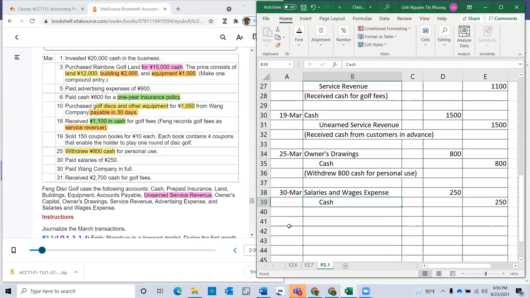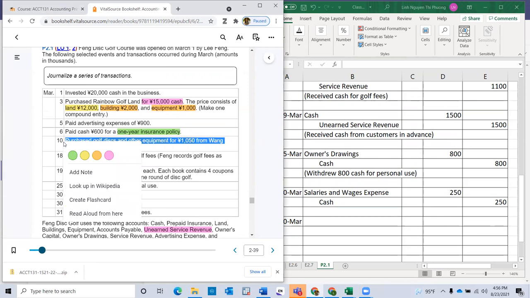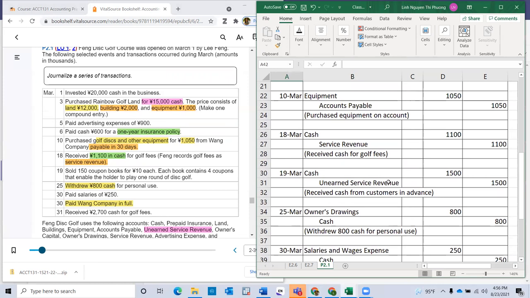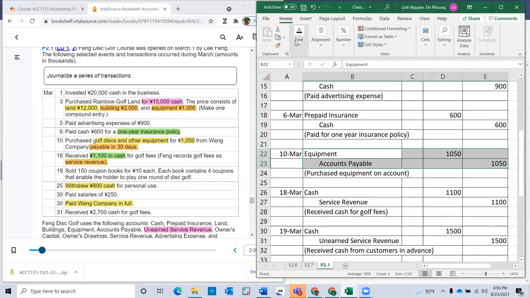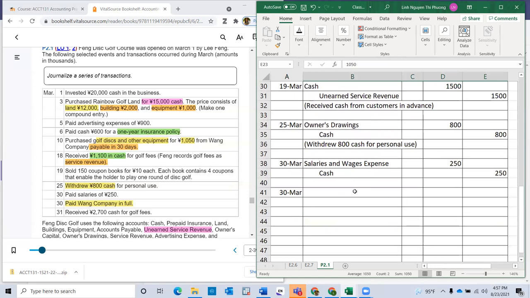And then March 30, we say pay One Company in full. Now look at the transaction on March 10. We bought equipment from One Company and we owe One Company money. So when we owe them money, now we're going to pay in full, paying all of the things that we owe them. Last time we owed them 1,050 on accounts payable. Now when we pay money, our accounts payable will decrease, because we pay for the debt. We don't owe them money anymore.